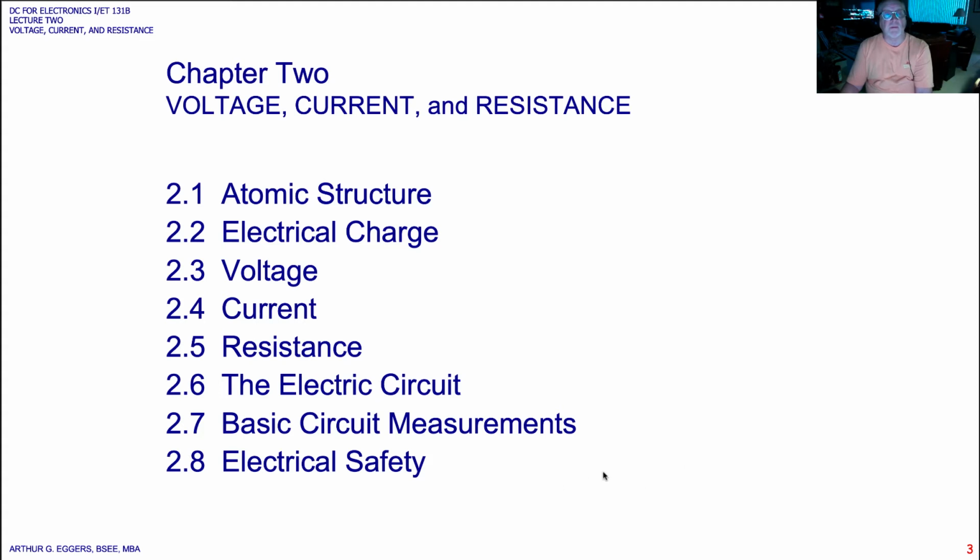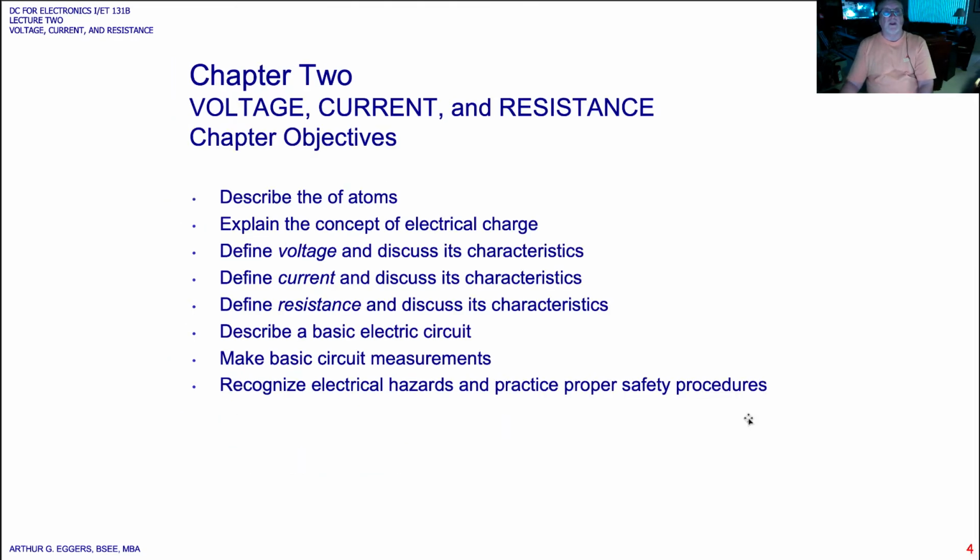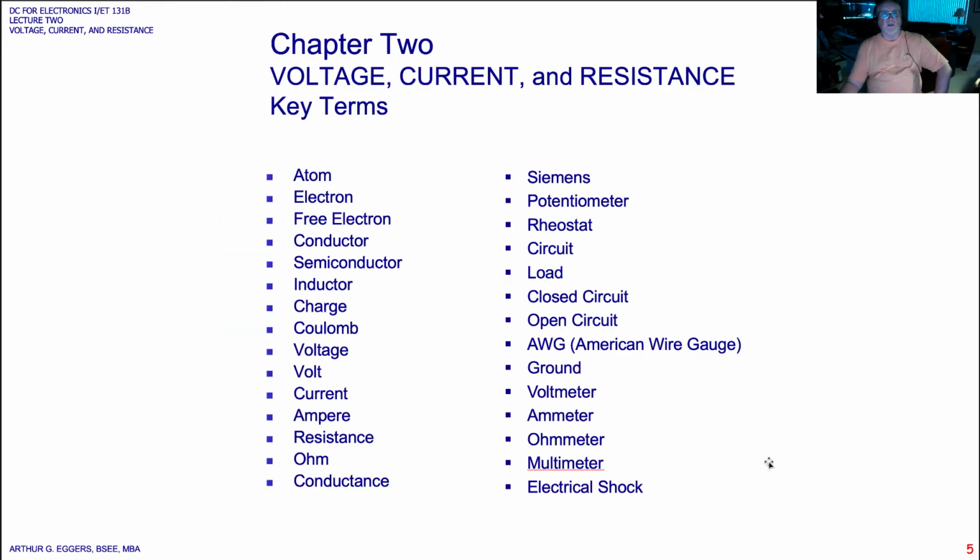And then we're going to spend a considerable amount of time on this last section of electrical safety. Although in this online class, electrical safety is not of paramount interest, when you are in the lab, these things become very, very important for you. So we're going to look at, to start with, the definition and describing atoms, the concept of charge, defining voltage, current, and resistance and their characteristics, as well as their units of measure, describing a basic electric circuit and what it takes to make one, and then, as I said before, looking at the hazards and safety practices that we need to adhere to.